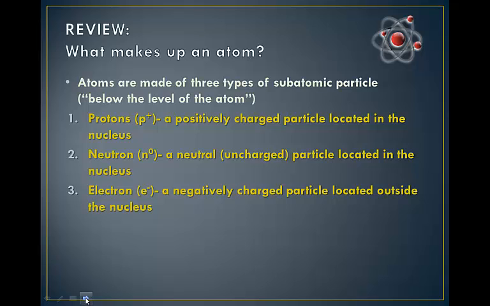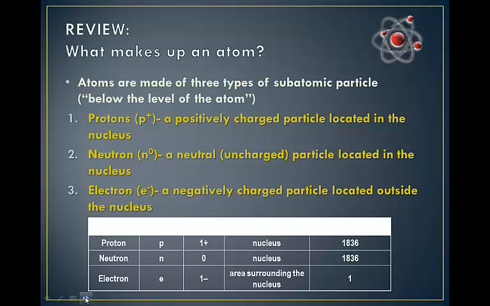I know last year you were told that it was in either a shell or an orbit. The protons and neutrons are found in the nucleus, and they have approximately the same size. In fact, they're almost 2,000 times as large as an electron. And that has a very important impact on the structure, as we'll talk about in a second.